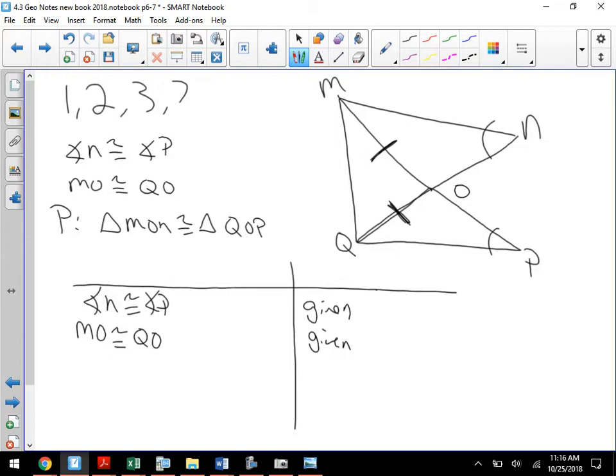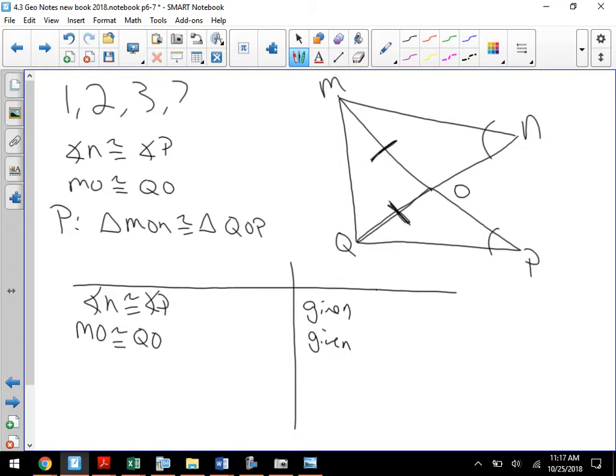Well, a lot of you guys yesterday, as I was helping people out throughout the day, fell into the pit of MQ being congruent to MQ. That's fine, but it doesn't get you anywhere between the two triangles. So at this point, what I would always recommend is take 2 seconds and highlight what triangles you're working with. What ones are you trying to show?